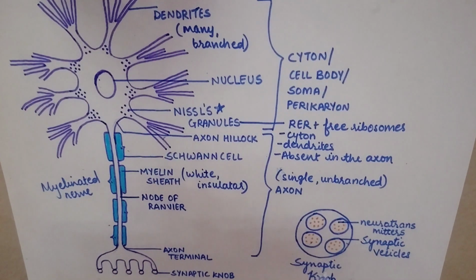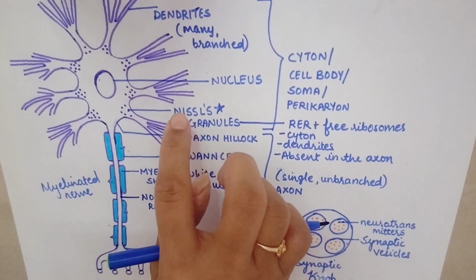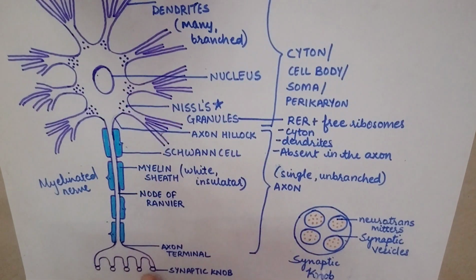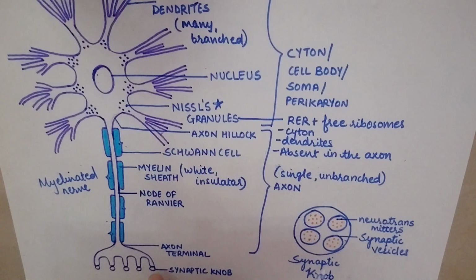Now you must be knowing that there is transmission of nerve impulse by two means. It can be through electrical transmission or it can be through chemical transmission. In case of chemical transmission, neurotransmitters play a very important role because they are also chemical messengers. So these neurotransmitters are stored over here in the synaptic knob, and they are formed by the Nissl's granules. Nissl's granules form neurotransmitters, and these neurotransmitters will be stored inside the synaptic knob.